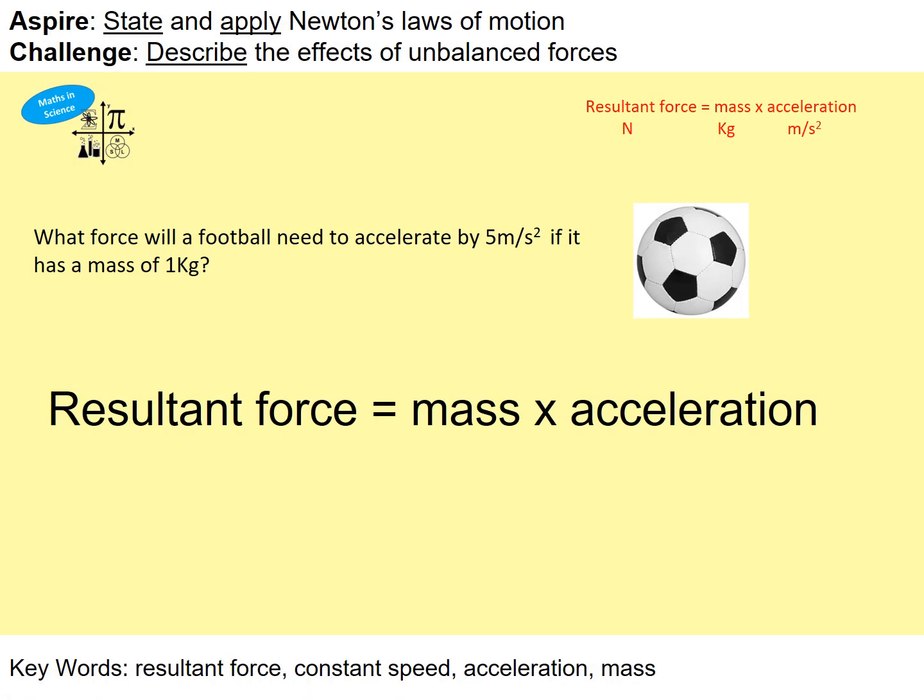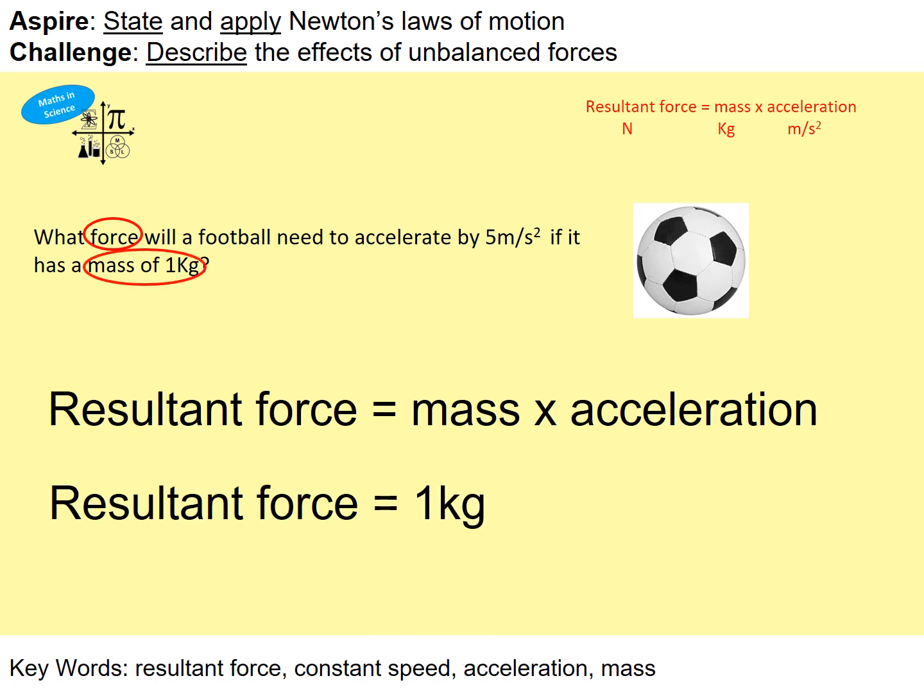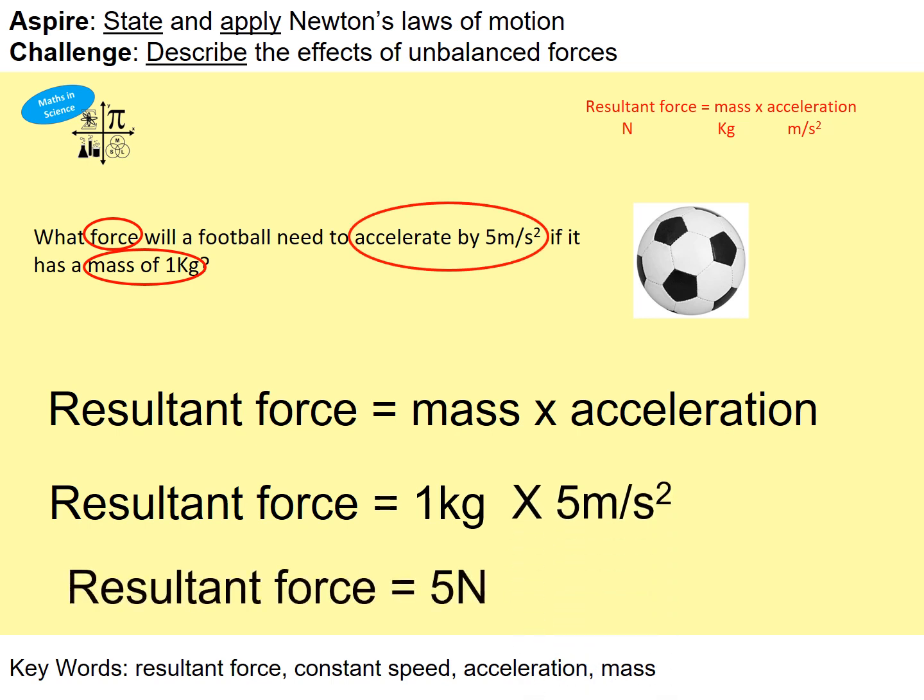So first one, the football. All you needed to do was put in, so here's your equation. You're looking for the force, so put down resultant force equals, and then you are looking for the mass. Now the mass is 1 kilogram, and then you need to times that by the acceleration, which is times 5 meters per second squared. So the resultant force was 5 newtons.